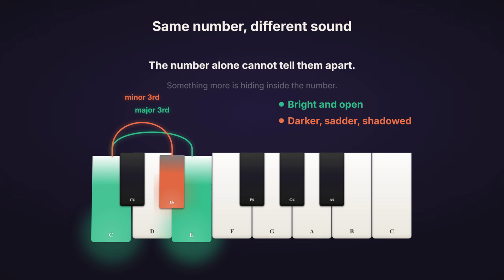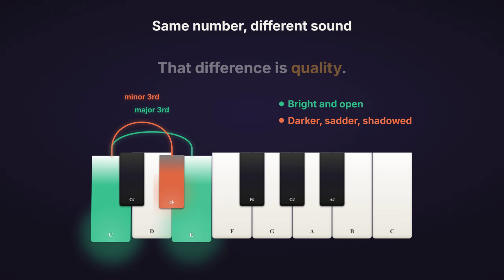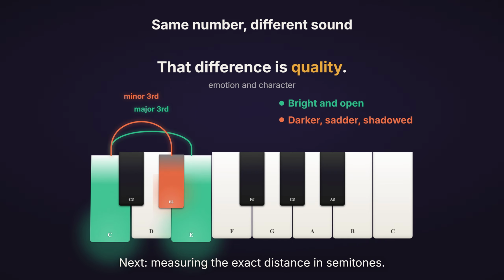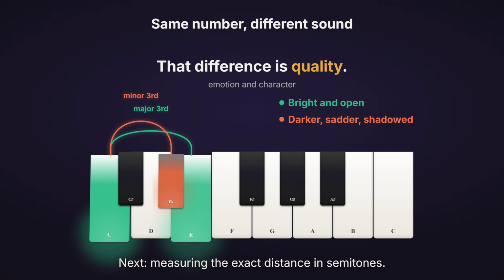So there has to be something more, some extra layer of information hiding inside that number. There is. That difference, that exact distance buried inside the rough size, is called quality. And quality is where intervals really come alive, where they get their emotion and their character. So next time, we are going to measure that precise distance, in tiny steps called semitones, and finally tell those 2 thirds apart once and for all.